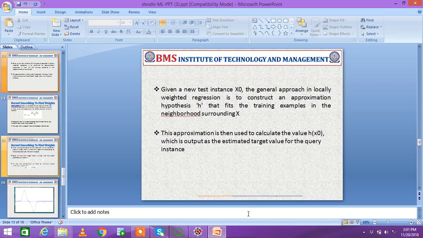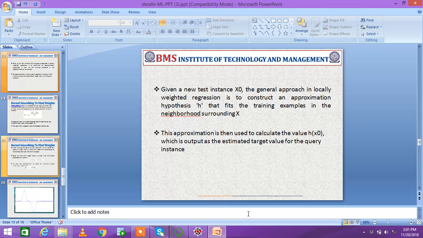Now, for example, given a new instance x naught, the general approach in locally weighted regression is to construct an approximation hypothesis H that fits the training examples in the neighborhood surrounding x naught. This approximation is then used to calculate the value h of x naught, which is output as the estimated target value for the query instance.